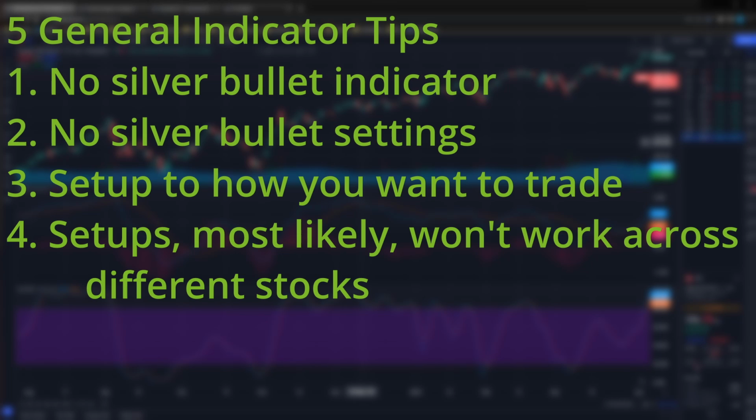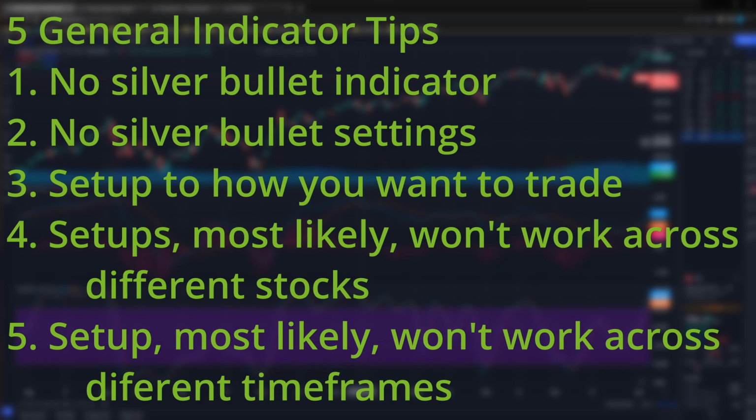The indicators that you set up for Apple are giving you a different feel and reading for the momentum of a stock compared to the kind of momentum you would get for Caterpillar. So they're not going to be feeling the same. And then general tip number 5 is setups most likely won't work across different time frames. So if you set up indicators to work across the daily charting pattern, if you go intraday, they probably won't have the same reading or feel, okay?